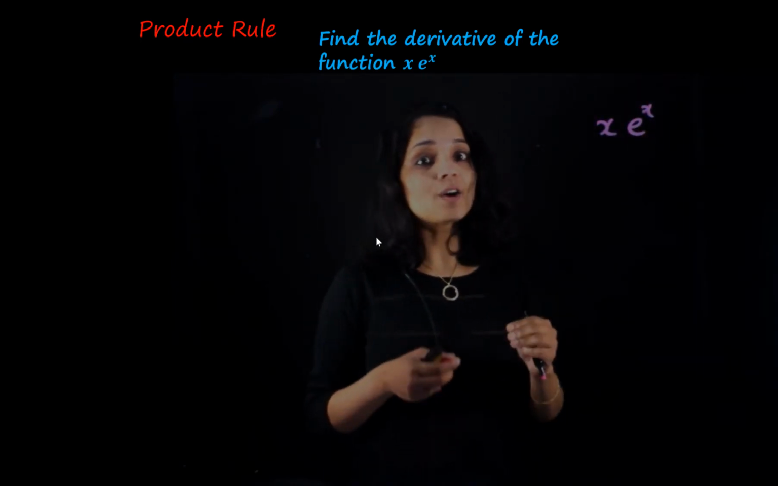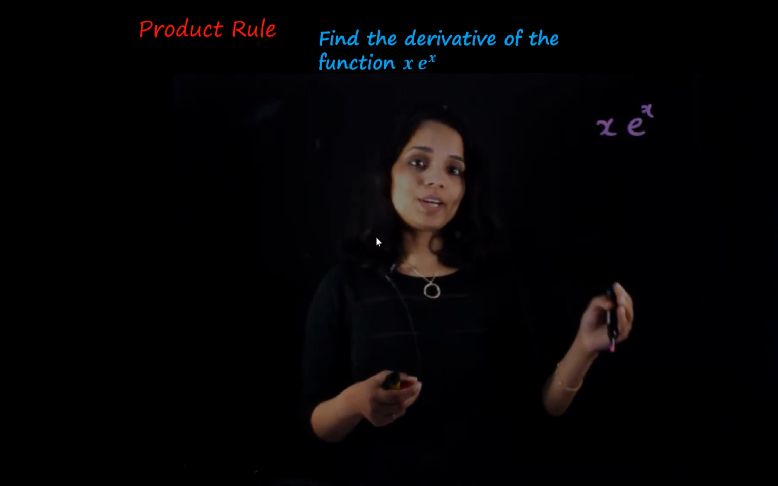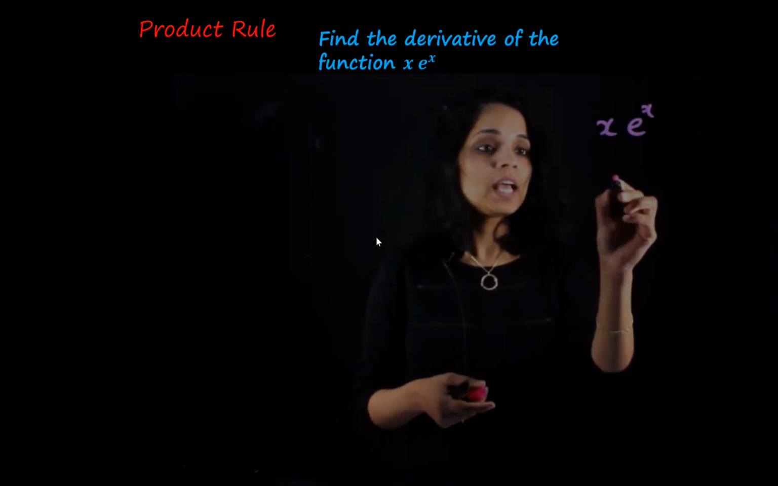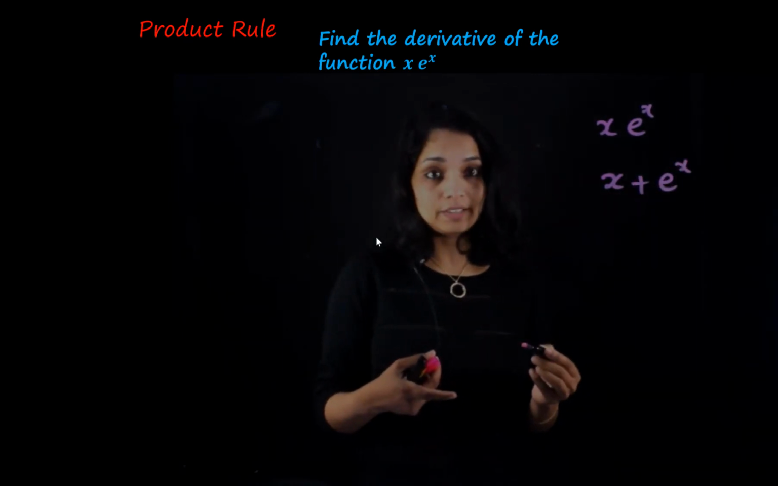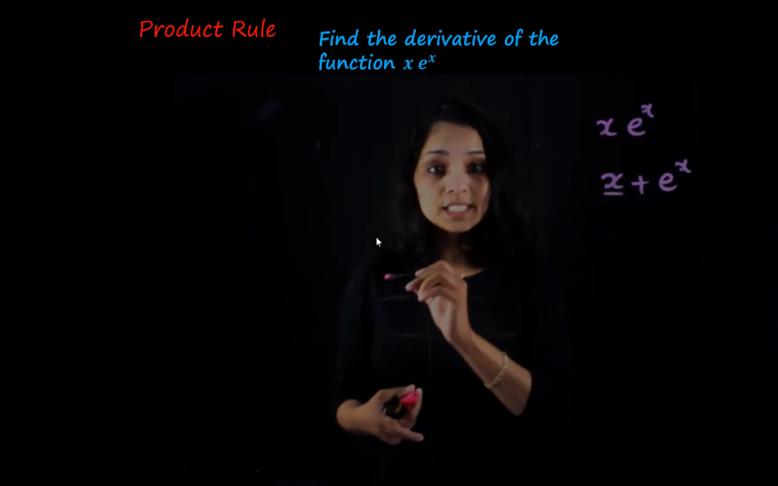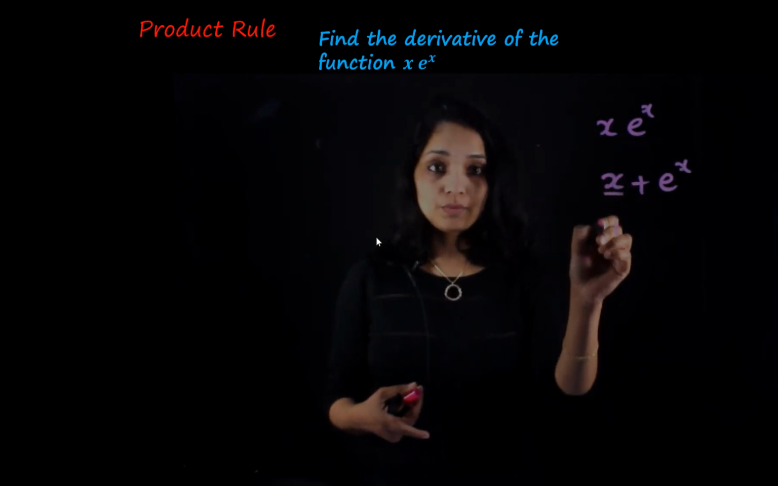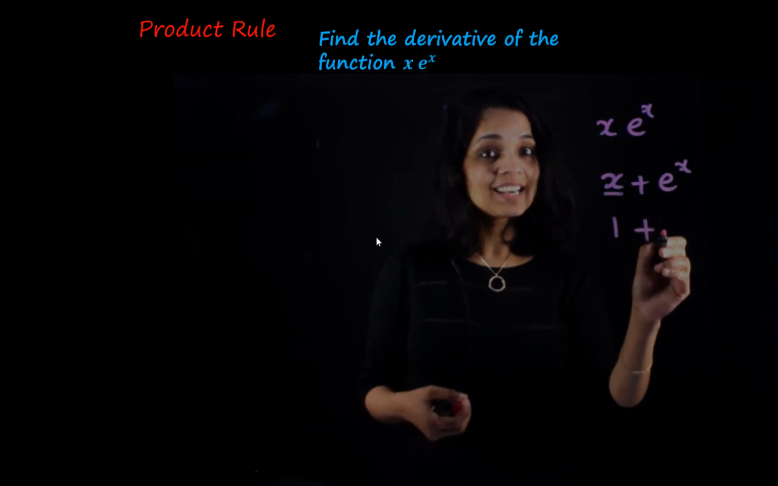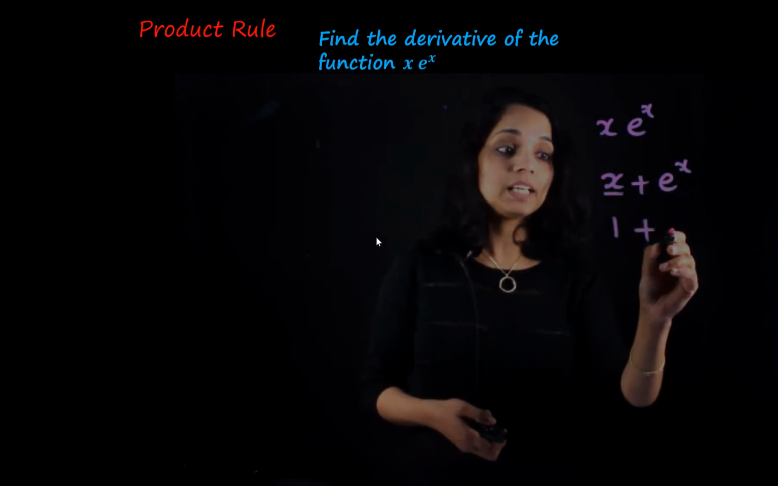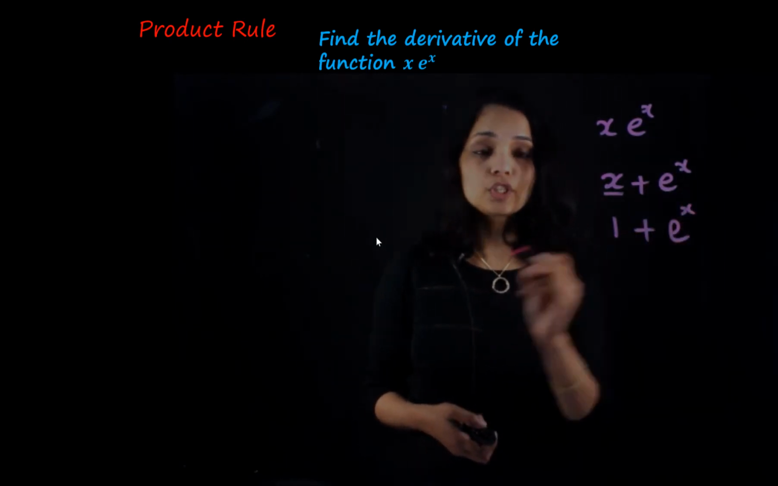We already learned how to find the derivative of a sum or a difference. For example, if the function was x plus e to the power x, you know how to find the derivative. You find the derivative of the first term, which is 1, using the power rule, plus the derivative of e to the power x. The derivative of an exponential term is the exponential term itself, e to the power x.